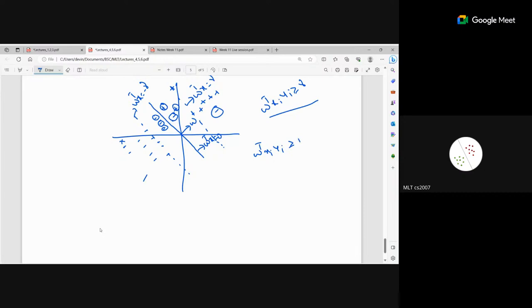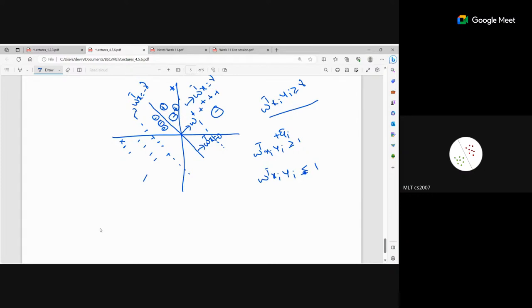But if they do not satisfy this, then what's going to happen? W transpose xi yi can be less than one. So to make it greater than or equal to one, we'll be introducing a slack variable called xi. By including this, we'll be making each and every data point satisfy this condition.